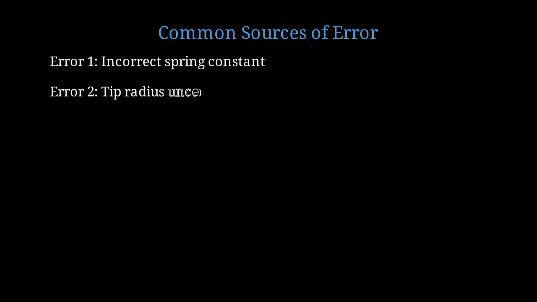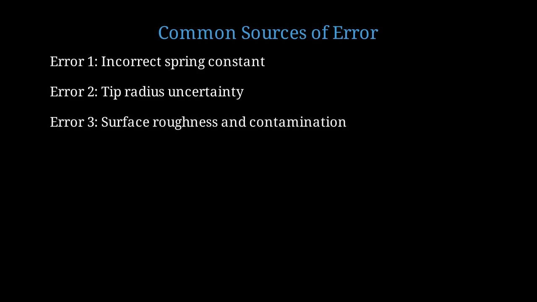Error 2. Tip radius. The Hertz model depends on the square root of R. If your tip is blunted from 20 to 50 nanometers, your extracted modulus will be wrong. Characterize your tips with electron microscopy. Error 3. Surface roughness and contamination. AFM assumes smooth surfaces. Roughness on the scale of the contact radius invalidates continuum contact mechanics. Clean your samples thoroughly.